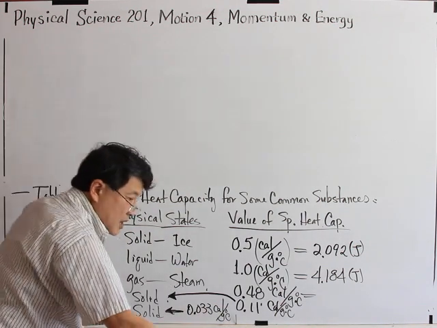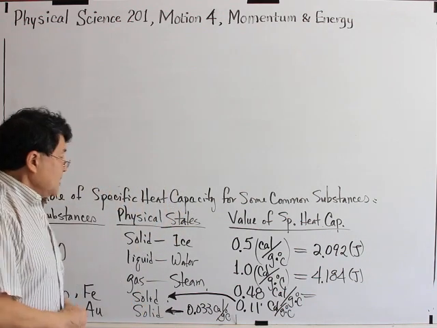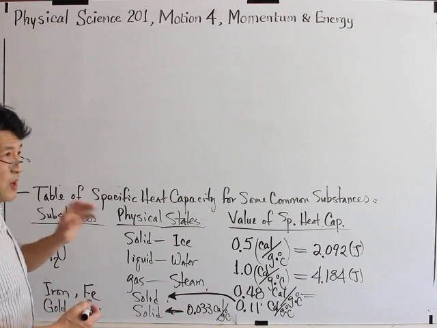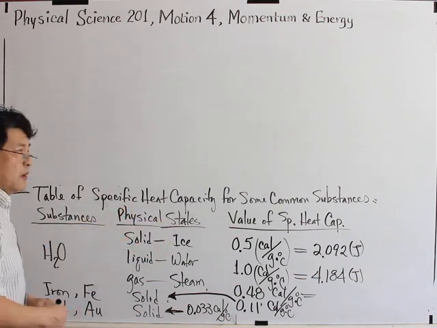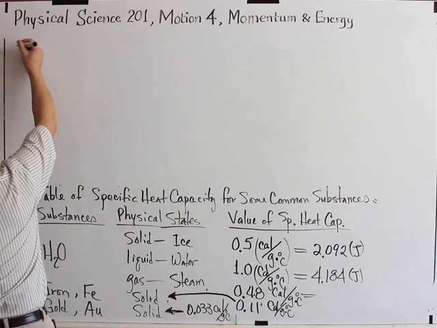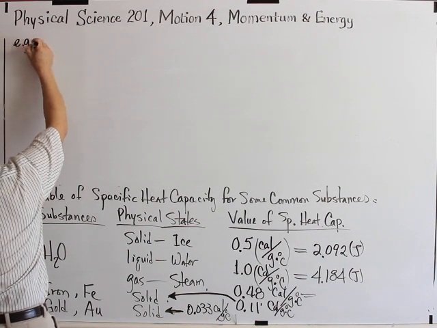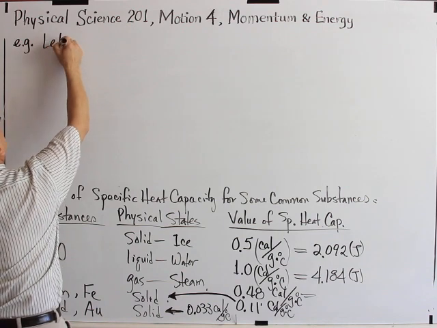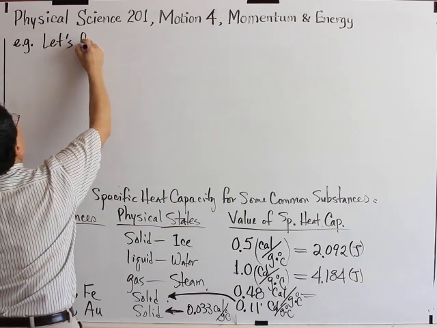Alright. Now, if we just pick up water, because it's 1 calorie is easy, or 4.184 joule. Alright. Let's do some exercises. Let's find out.